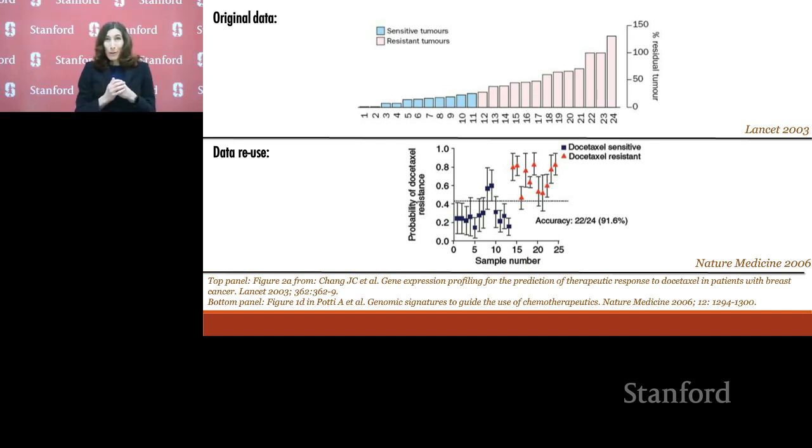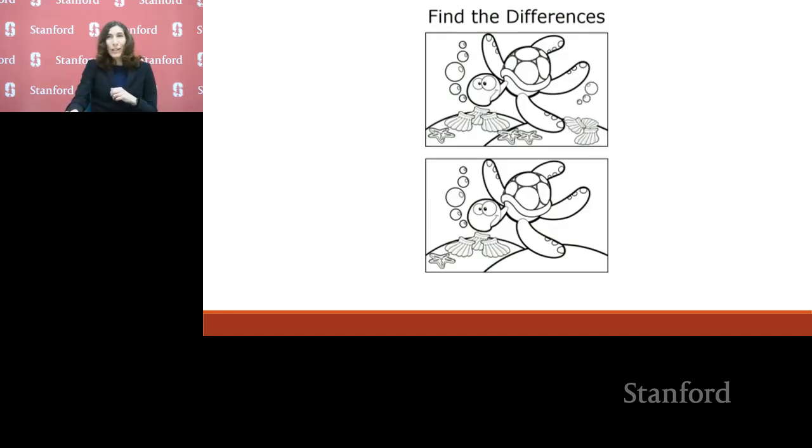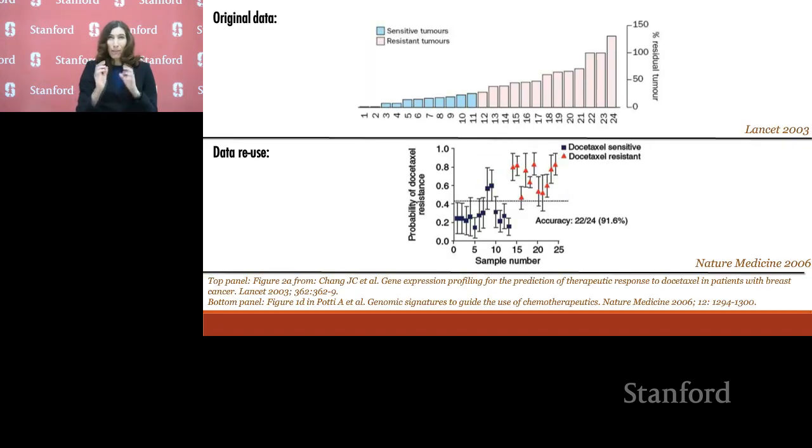Now, what I want you to do here is actually just take a careful look at the top panel versus the bottom panel and see if you can spot a problem. And this is basically like that spot the difference game that you played when you were a kid. So look carefully at the top panel and the bottom panel and see if you can spot the problem, if you can spot the difference. And keep in mind that blue in both graphs means sensitive and red in both graphs means resistant.